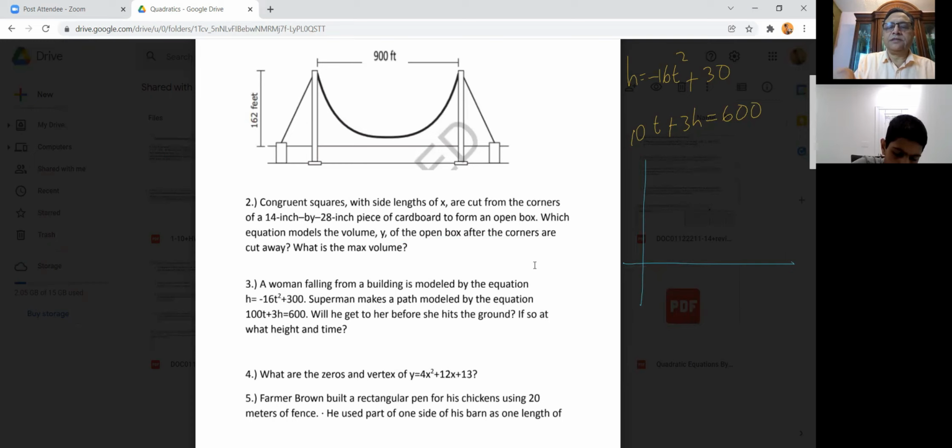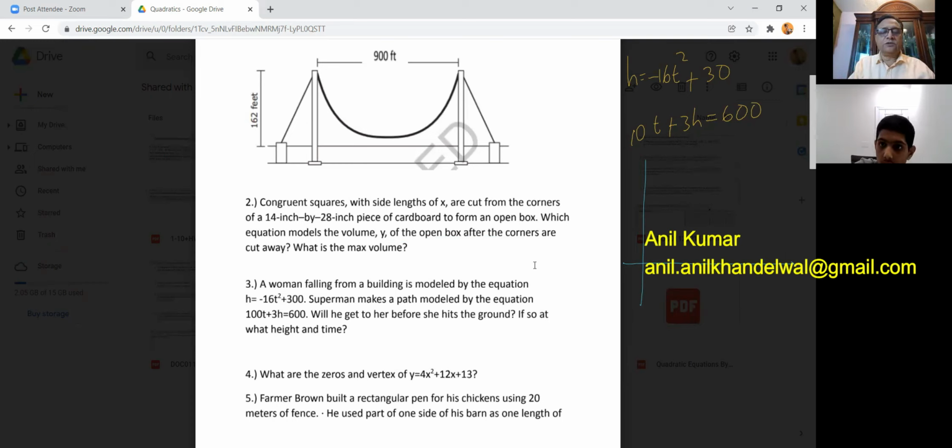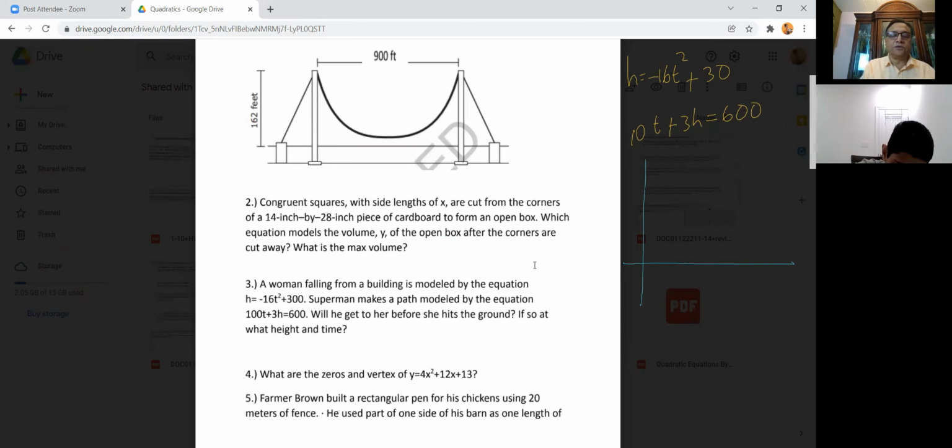So I'm just sketching the diagram. The woman is falling from a building, which is modeled like so. 300 is she's just falling, right? And minus 16t squared. So that means the highest initially when t is 0, we have 300 as the height, right? As the value of t increases, the height decreases, correct? So that is the kind of parabola.